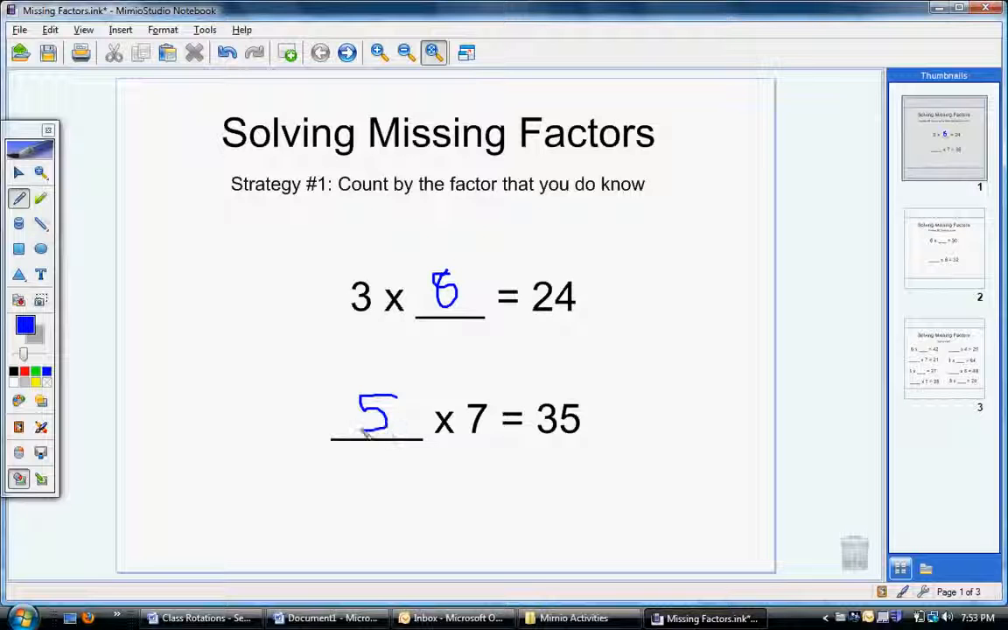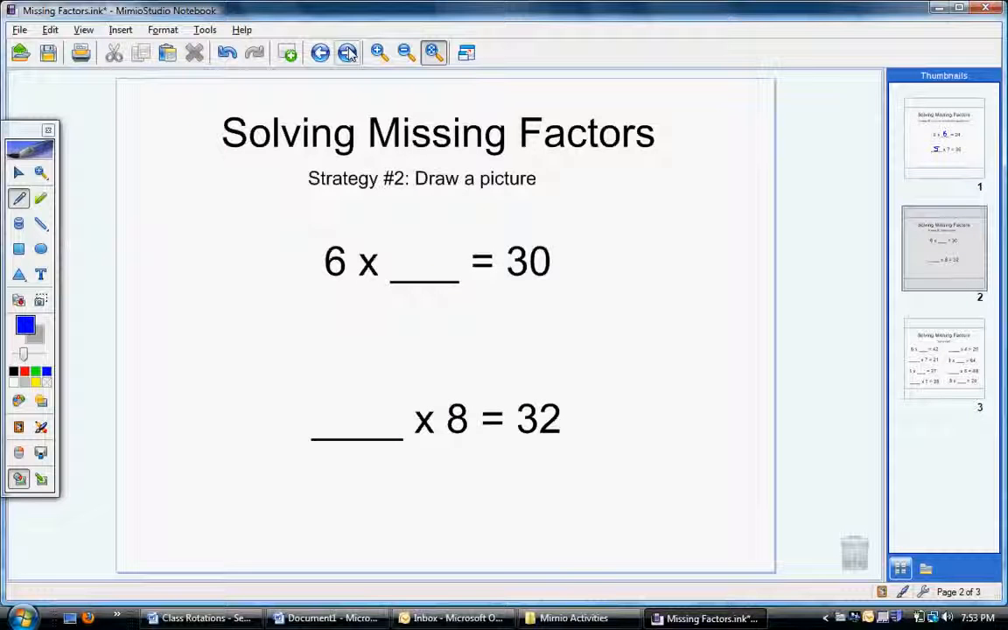I could check it then by counting by 5s and see if I get up to 35. 5, 10, 15, 20, 25, 30, 35. Sure enough, if I have 7 5s, I get up to 35. So your first strategy is to count by the factor that you do know, counting by 3s in this case, or counting by 7s. Another strategy that you could use would be to draw a picture.